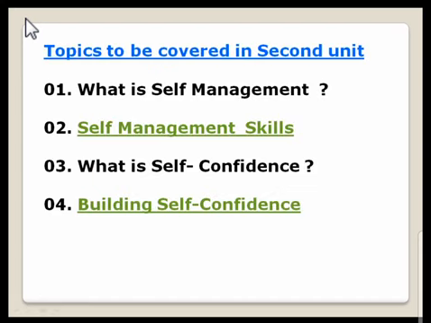Now, already I discussed the first unit. Now, I will be discussing the second unit. Second unit comprises of 4 topics. First one is what is self-management. Second one, self-management skills. Third one, what is self-confidence. Fourth one, building self-confidence. What is self-management?